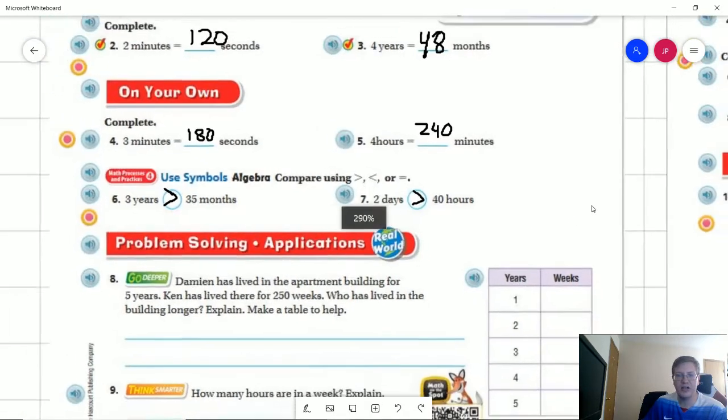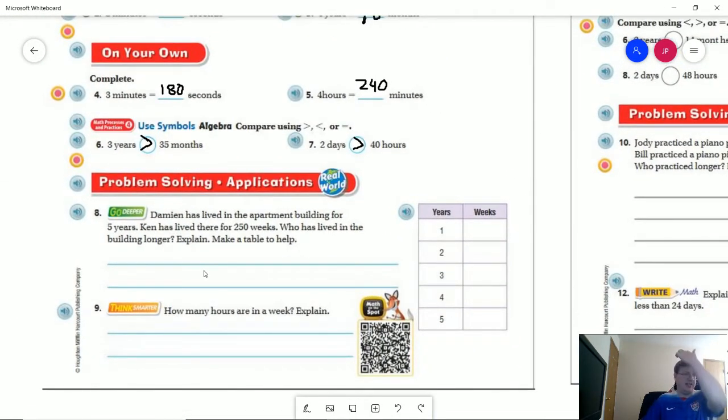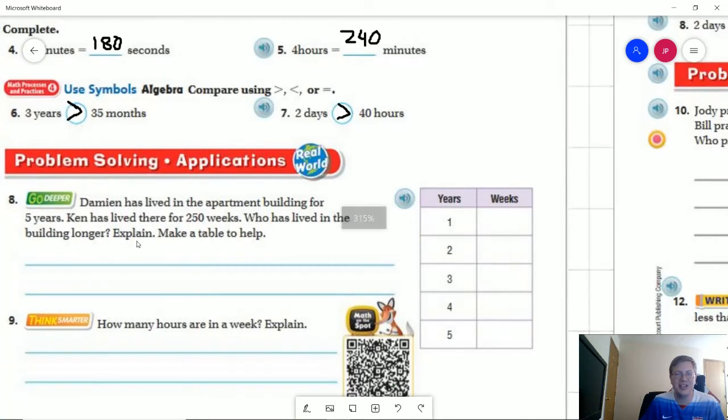And so let me go ahead and do number 8 and number 9 real quick. So we have, let me do number 8 first. I started saying I would do number 9 and then wanted to jump right into that one. So we have 5 years. Ken has lived for 250 weeks. Who has lived in the building longer?